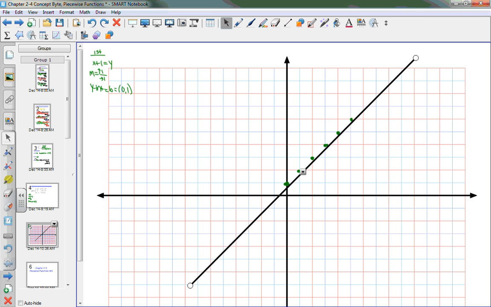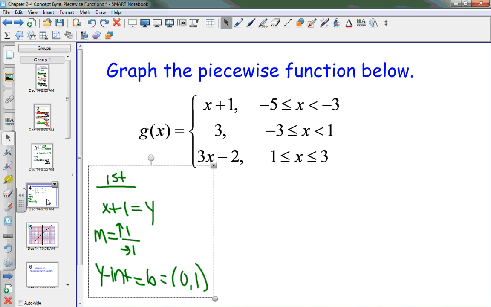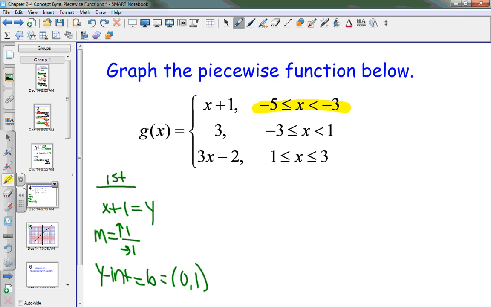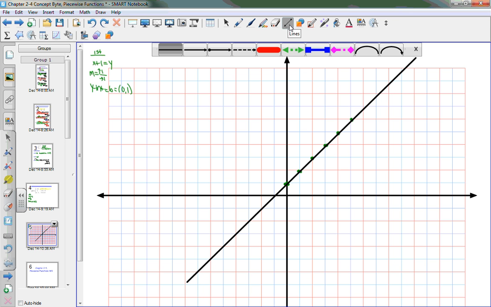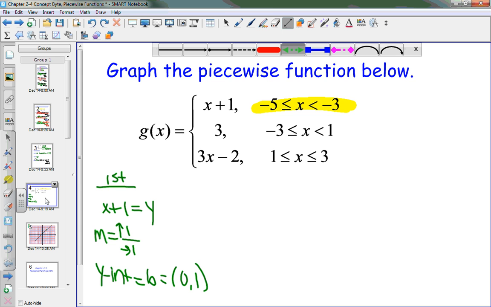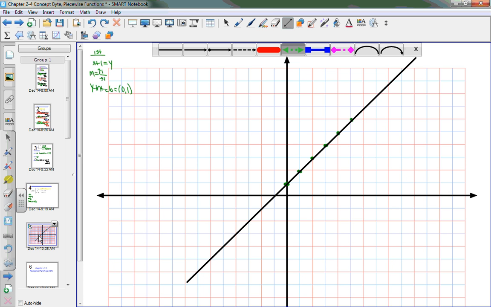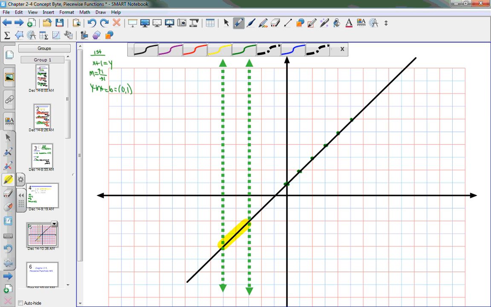Okay? Now, by definition of a piecewise function, this says that I have restrictions on it. If I go back here, this says I only want this to be graphed from negative 5 to negative 3. So what we're going to do is I'm actually going to draw little cutters here, just like you did back in grade school. We're going to start this at negative 5. Why? Because it says to start it at negative 5. And I'm going to end it at negative 3. So at negative 5, I'm going to draw a dotted line, and at negative 3, I'm going to draw a dotted line. So what this means is I only want this part of the graph in between those x values.